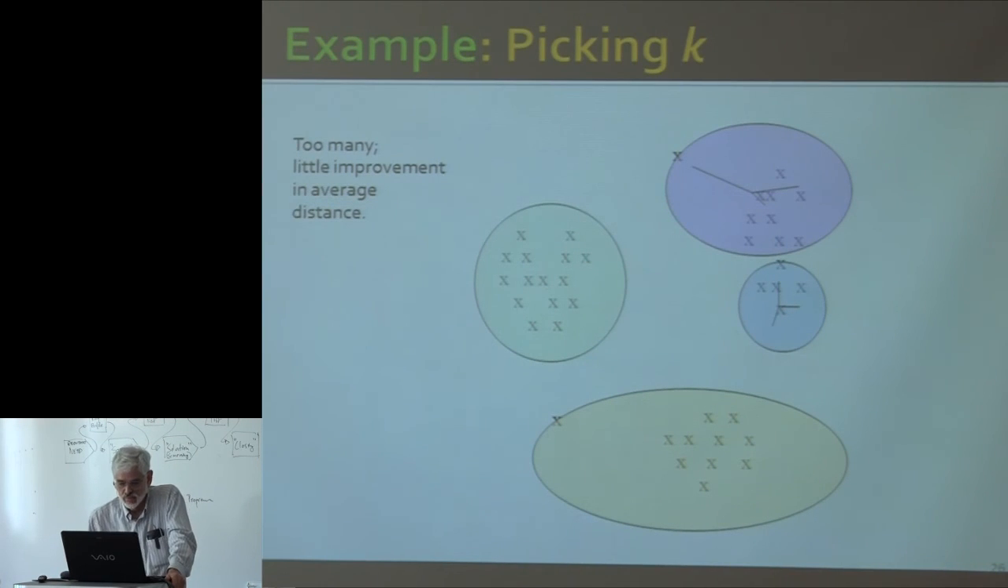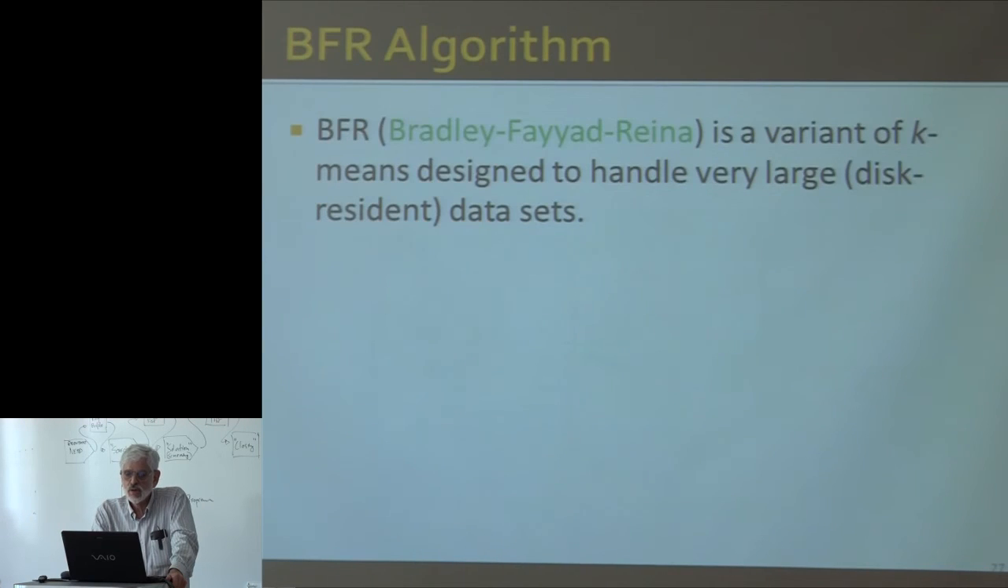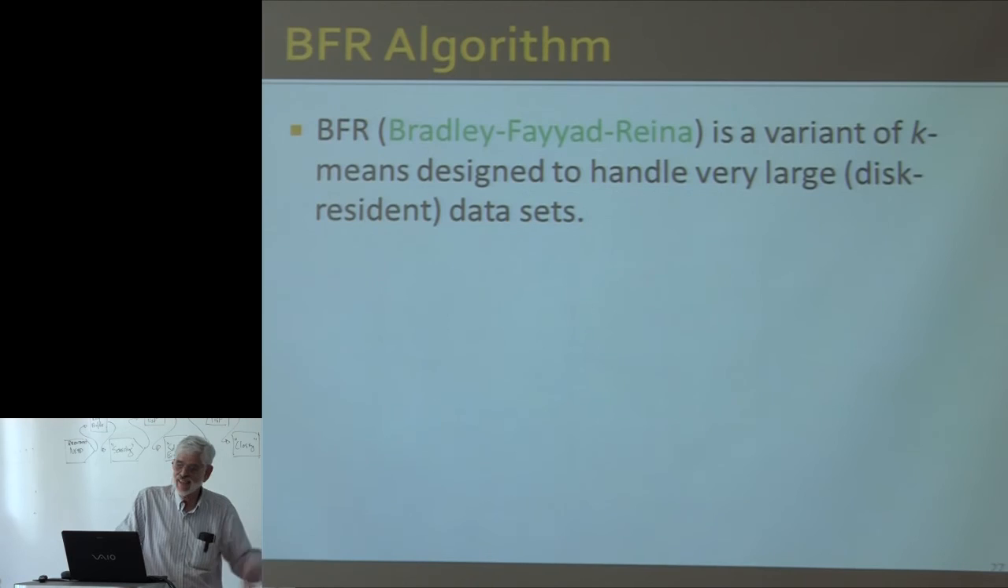Okay. Well, okay, my time is almost up. Let's see what I can do. All right, let's talk a little bit about an algorithm called BFR, Bradley, Fayyad, and Reina. This is a version of k-means that's designed to deal with a number of points that are so large that they don't fit in main memory. Okay, so this is the big data aspect of this whole discussion.